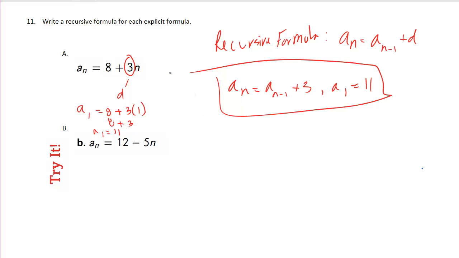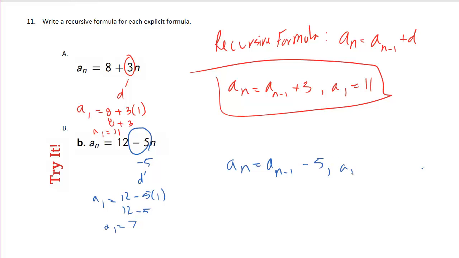And then for the next one, we'll go ahead and find the difference. The difference in this case is minus 5, so pay attention to the sign. So that's your difference, and my a sub 1 is equal to 12 minus 5 times 1, 7. So then we'll write our recursive formula. A sub n is equal to a sub n minus 1 minus 5, and the first term is 7.